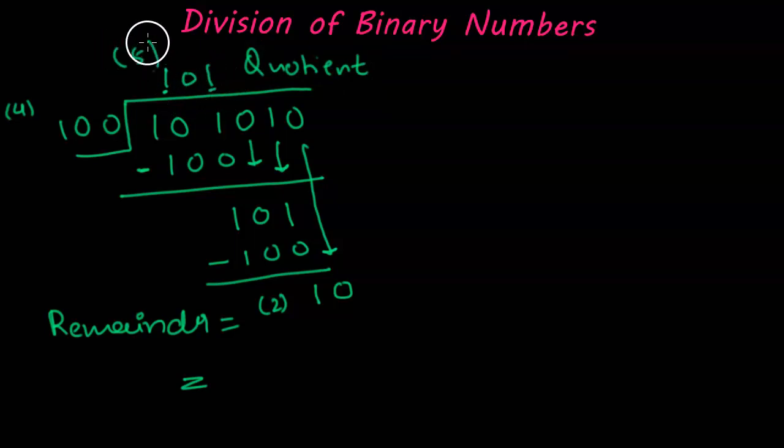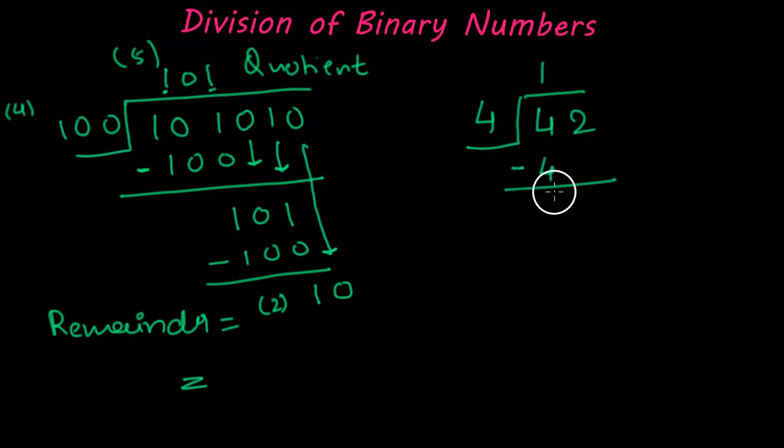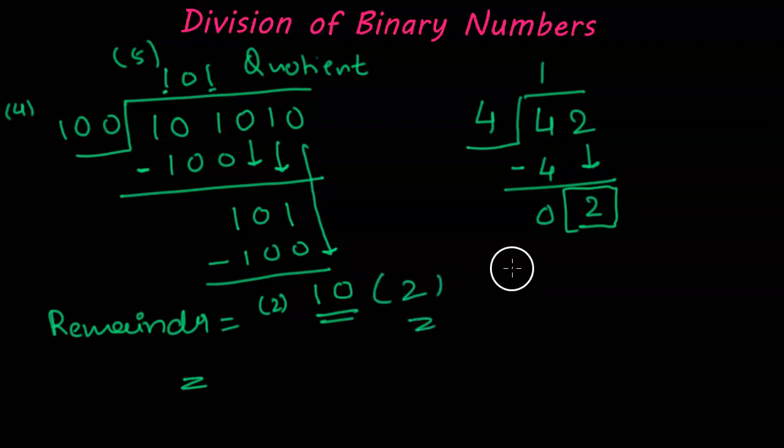So this is 5. Now let us see the decimal equivalent of this. We have 101010. In decimal, it is written as 42. 42 divided by 4. So we have 4 ones are 4. We subtract both of these numbers. You get a 0. You bring down 2. And there we have it. We cannot move any forward. So 10 in binary is written as 2. Hence the division of two binary numbers.